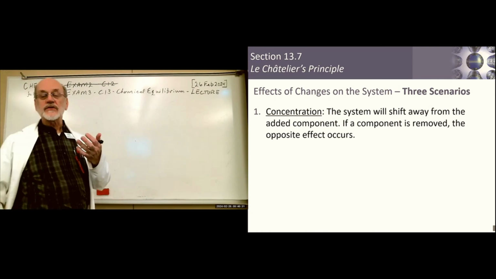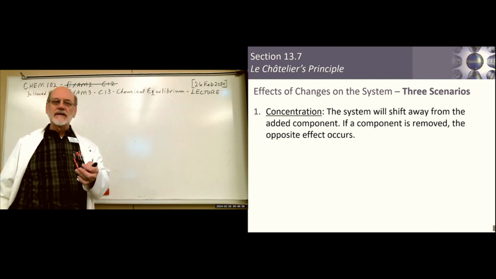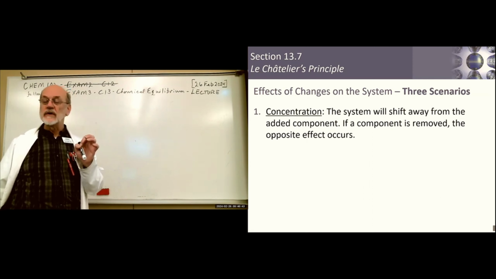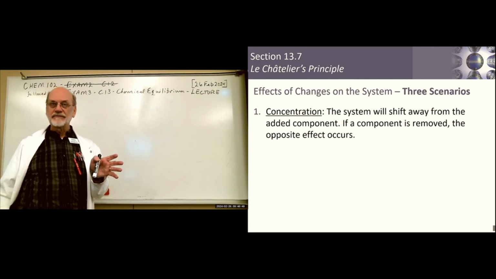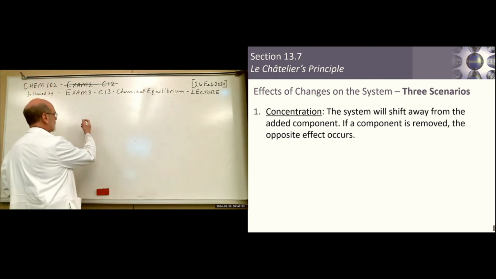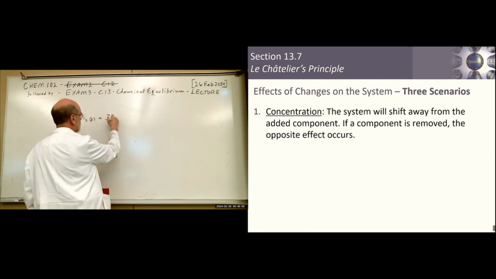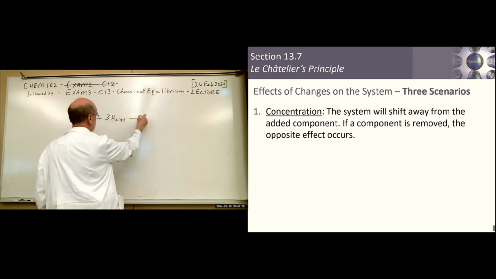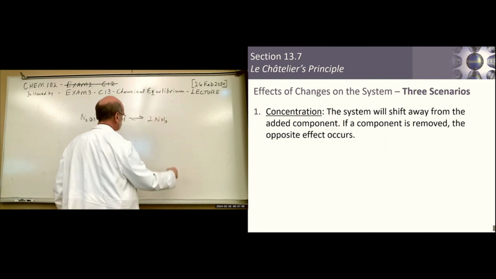So the first one is concentration. We already looked at that one. If you add a reactant, it's going to shift to the right. If you add a product, shift to the left. If you remove some of the product, then the reaction is going to shift to the right. That's what Haber did when he was first developing his procedure. He had nitrogen gas plus hydrogen gas in equilibrium with ammonia gas.